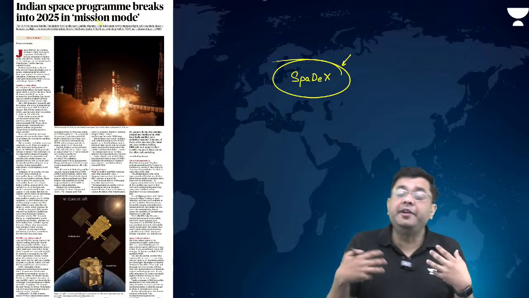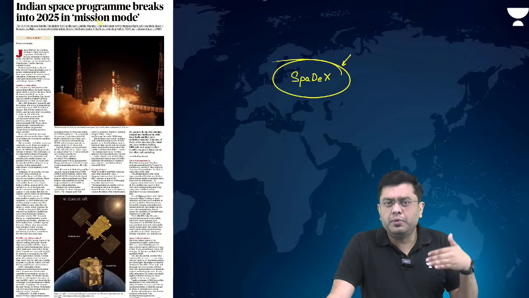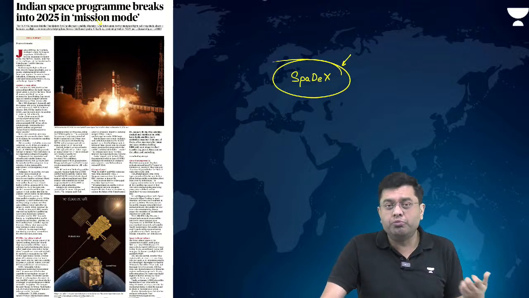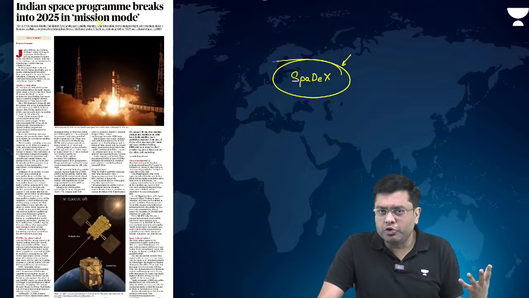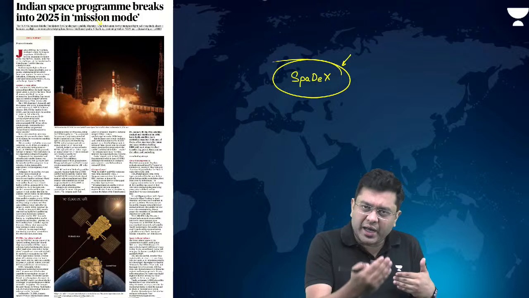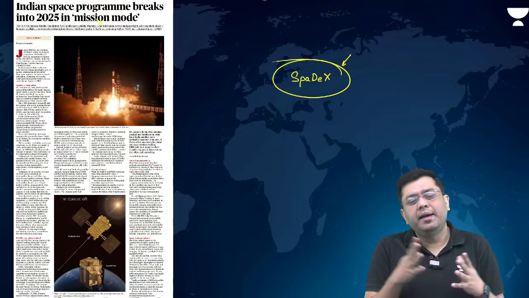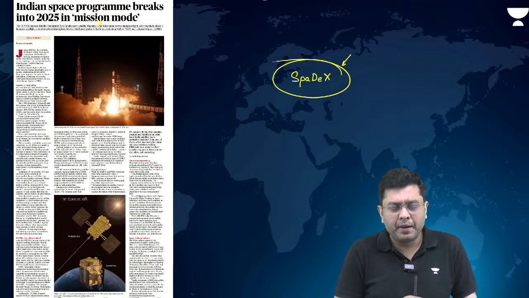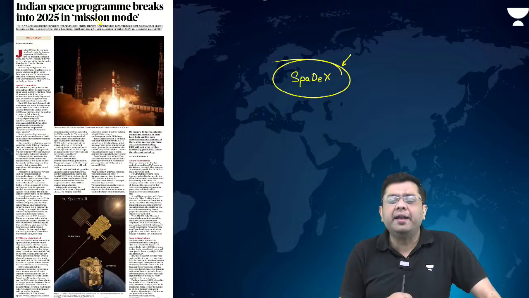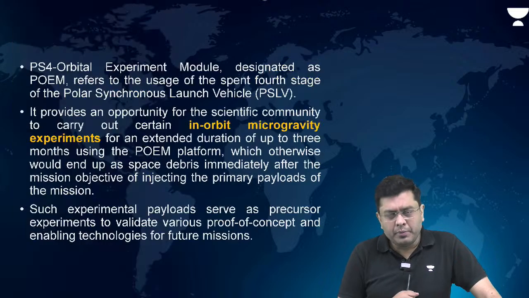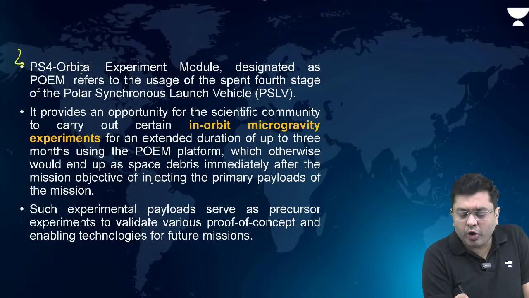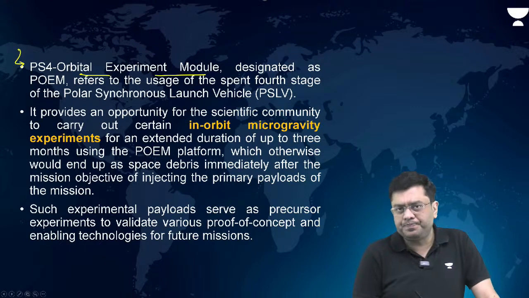At the same time, when we talk about interplanetary missions, like a mission to Mars, or a mission to the Moon, there also space docking is a vital parameter to recharge the fuel, the supply for the crew, etc. But along with that, in the same mission, ISRO also carried out another experimental module. That was the POEM, the PSLV Orbital Experiment Module.